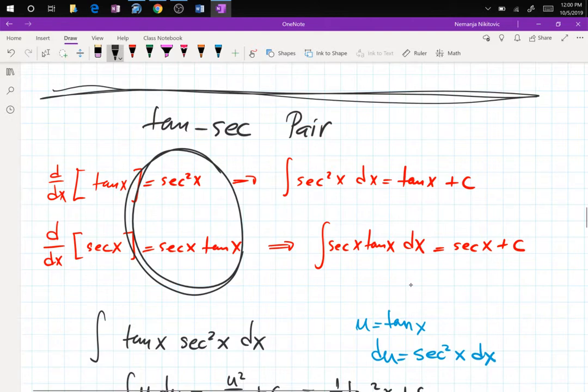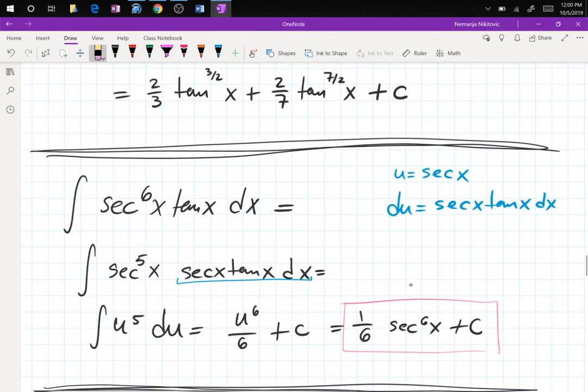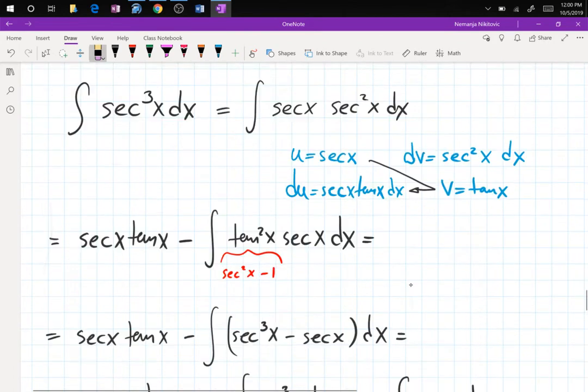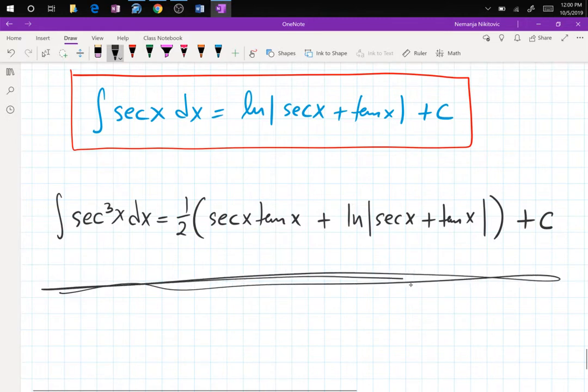And if in any case you run into the secant cubed, you know what the integral for secant cubed is. It took us 30 minutes to get there, but you know the answer. And you can insert that as a block inside. The last pair is what? Yes. Cosecant, cotangent pair.